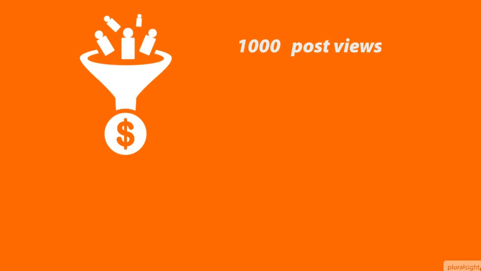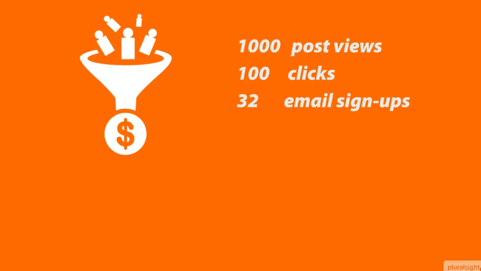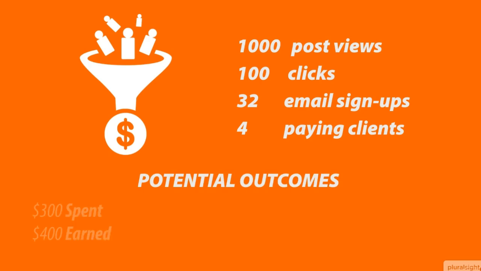Things like, okay, 1,000 people saw my post on Facebook. 100 of them clicked it and got to a custom tab I built. 32 typed in their email and got my free guide, and 4 out of those 32 bought a training program I have after I sent them an email follow-up. So I spent $300 on Facebook ads and got $400 in sales. This is awesome. I need to put more money into this.